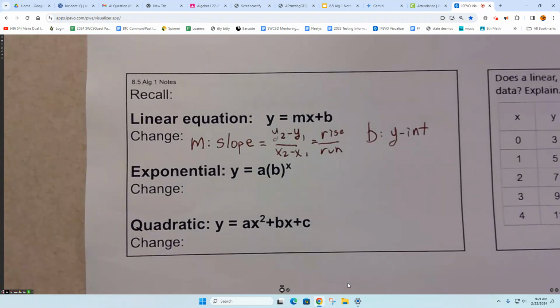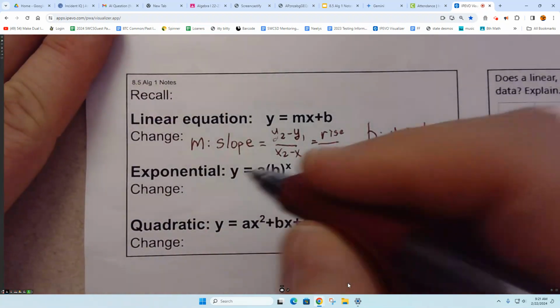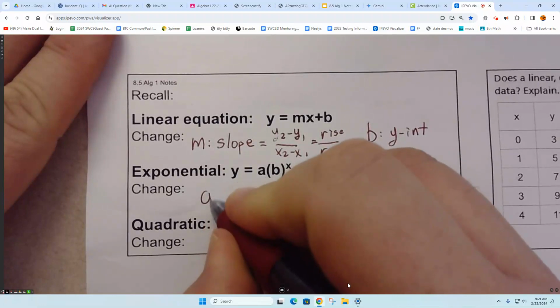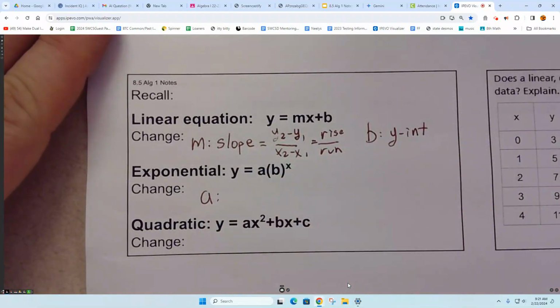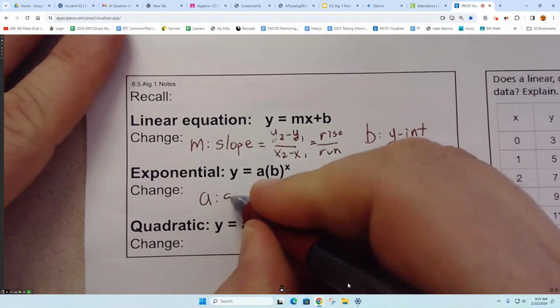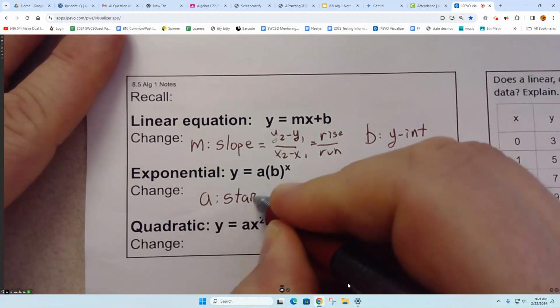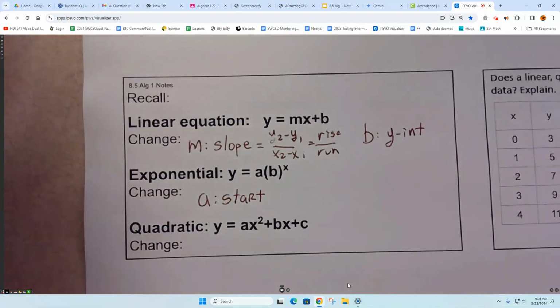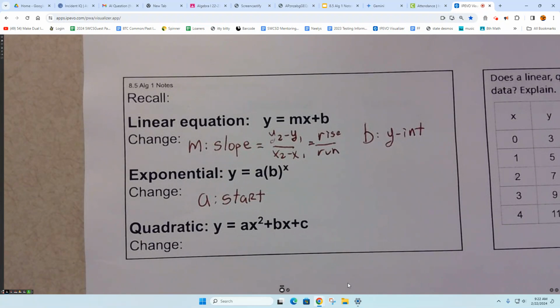Exponential. Let's talk about the different letters here. Do you remember what a was for exponential? No idea. Okay. So we called this the start value. A lot of times if we were writing an equation and I said I started with $2, okay, or that thing that's on TikTok, do you want to take this money or double it and give it to the next one, right? Have you seen that?